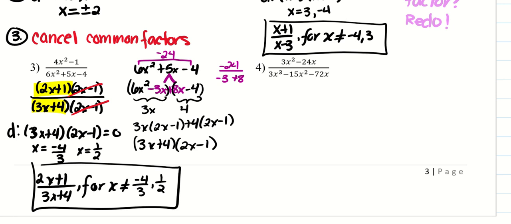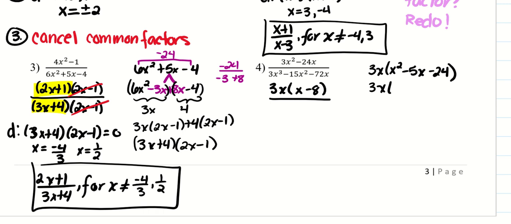All right, number 4, we have 3x squared minus 24x. My numerator, I can factor out 3x from both of those terms. I get x minus 8. I have a pretty heavy trinomial in the denominator, so I'm going to factor that out. I get 3x times x squared minus 5x minus 24. X squared minus 5x minus 24 will factor to x plus 5.